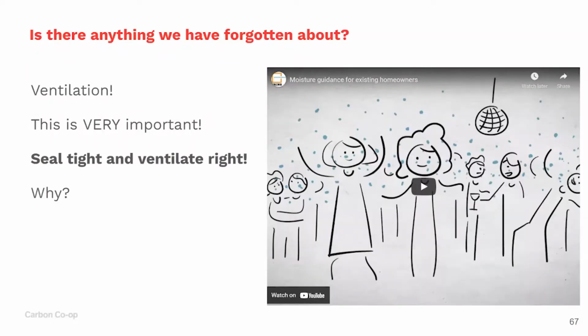So we've talked about how heat's lost from the home and how we can stop heat being lost from the home. But what we haven't spoken about yet, which is vitally important, is ventilation. A term that, if you could remember from this part, is seal tight and ventilate right. It's a really key issue. So we're going to have a little bit of a look at why by watching this video together, and then we're going to take some questions from Rachel. So I'll just make a start.